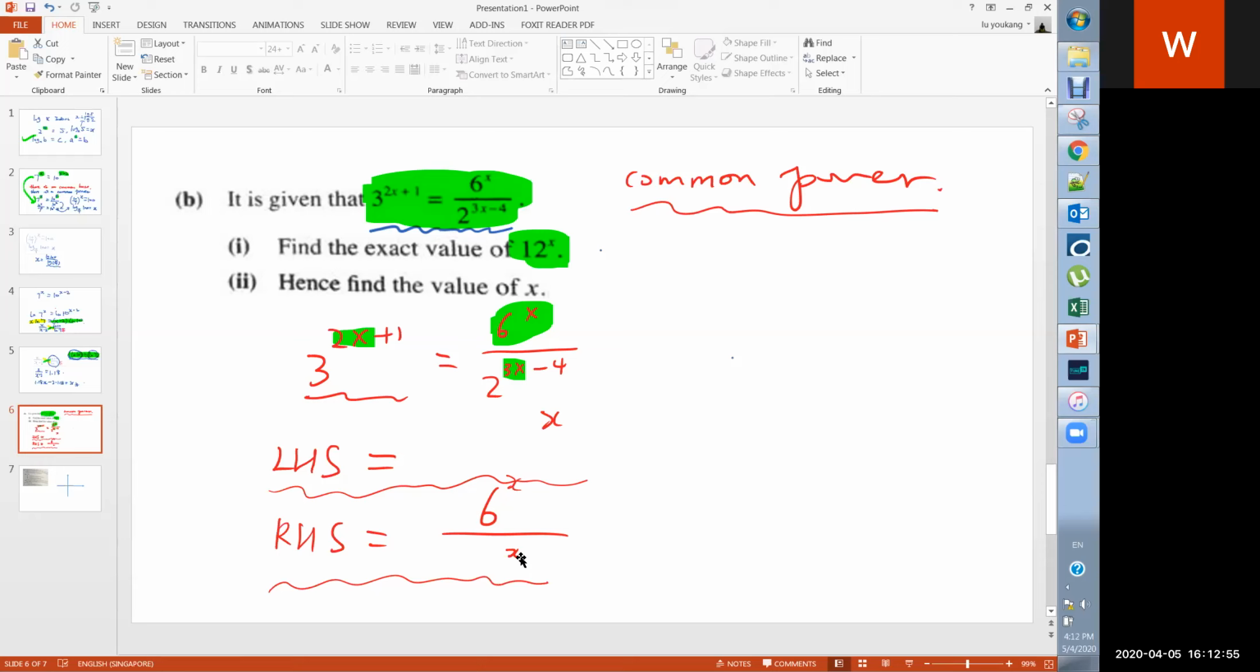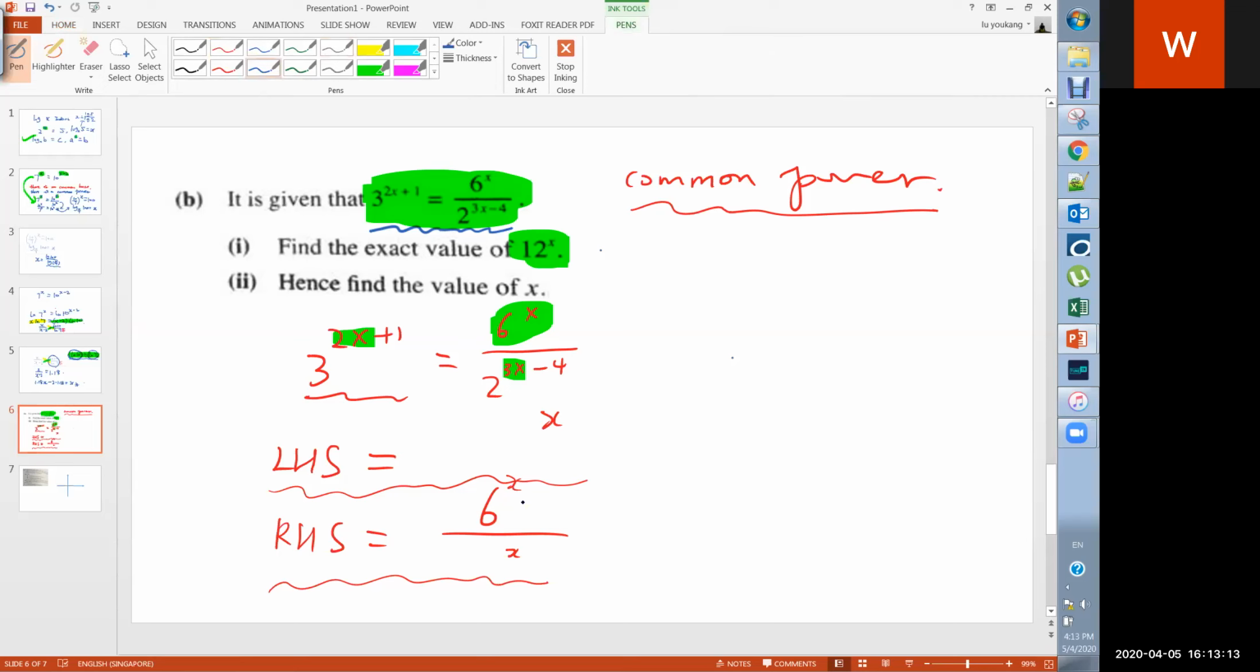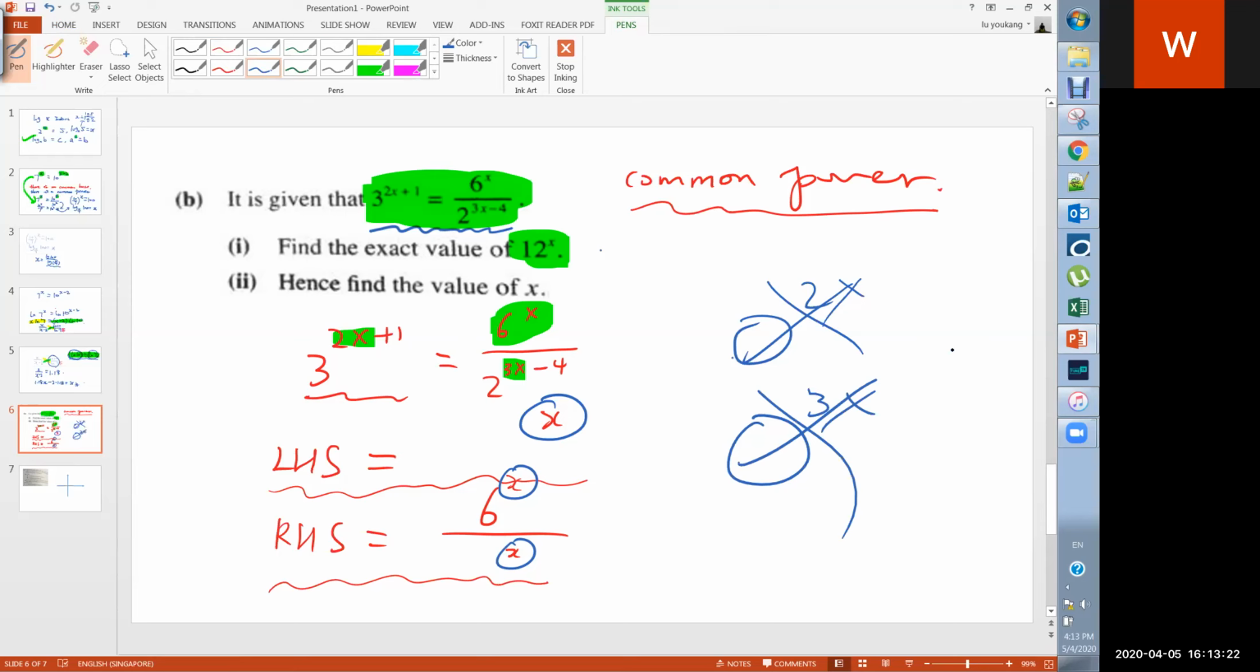Okay, so your left hand side is still three to the power of 2x. But there's a plus 1, that means it's times 3. No, I don't want 3 to the power of 2x. I told you already, I want to the power of x only. I don't want something to the power of 2x. I don't want something to the power of 3x. No way. I want something to the power of x. You get my point or not?